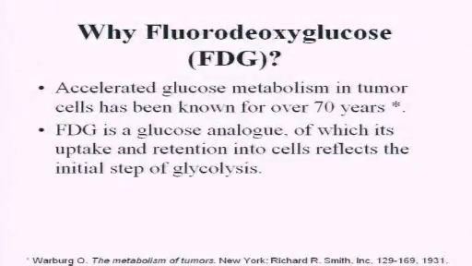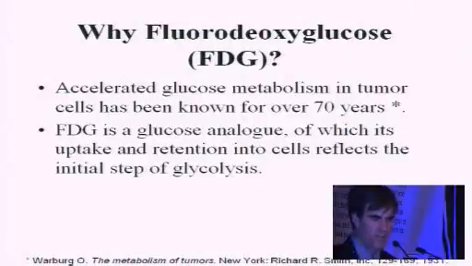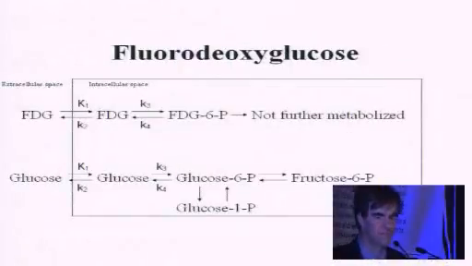It is known that tumors eat up sugar more than normal cells, and that has been known for more than 70 years. And so FDG is an analog of glucose, and it is retained in the cell because it reflects the initial step of glycolysis.